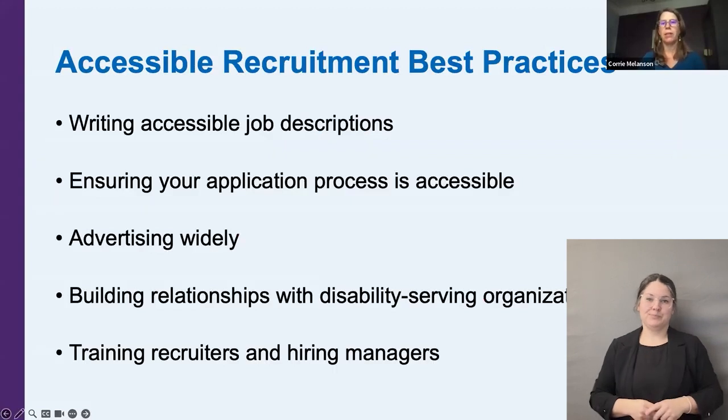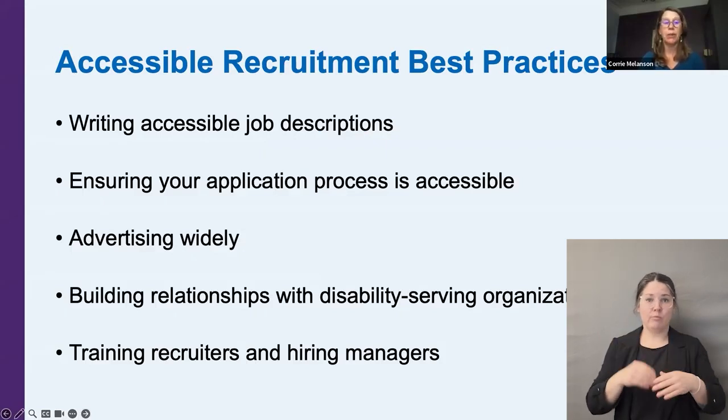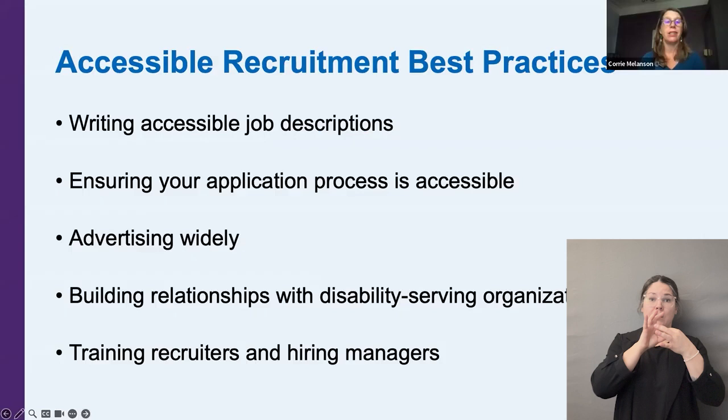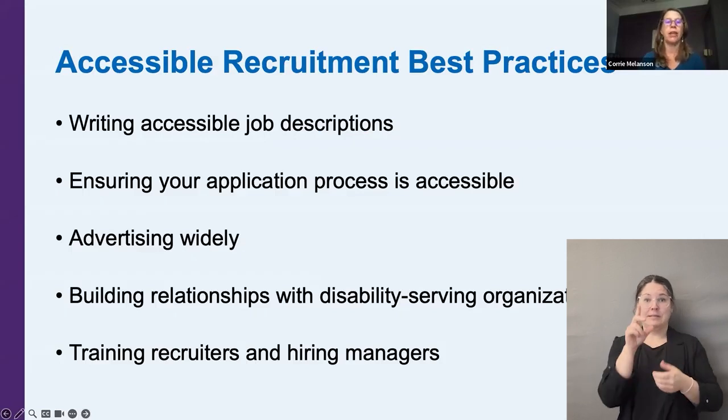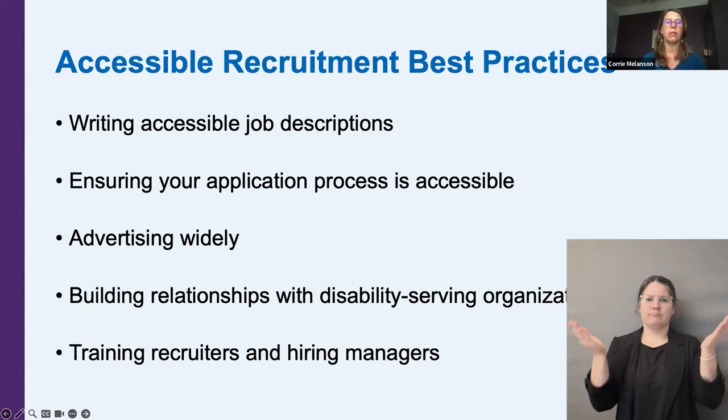Inclusive recruitment means building accessibility into every stage of the process, from writing job descriptions to sharing postings, connecting with community partners, designing the application process, and evaluating candidates. Accessibility and inclusion are not one and done tasks. Maintaining open communication with candidates and encouraging them to request accommodation at any stage is very key.